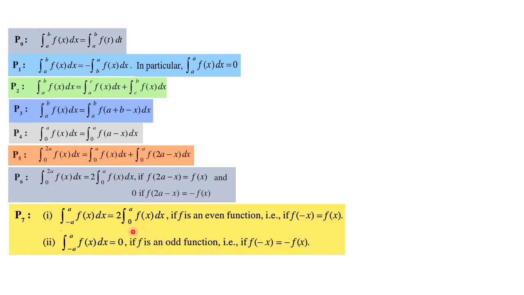This will be useful to solve such types of questions. The second property is integral minus a to a f of x dx will be equal to 0 if f of x is an odd function. Before proceeding to the next problems, make sure that you are very familiar with these properties. Altogether 8 properties are there, starting from 0 to 7.